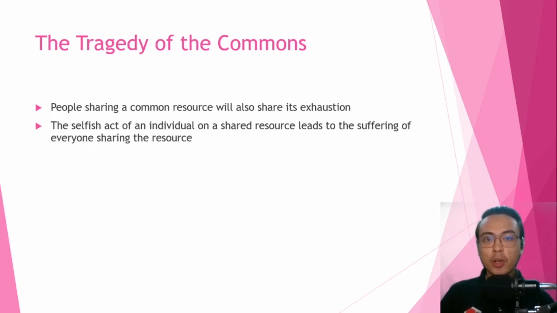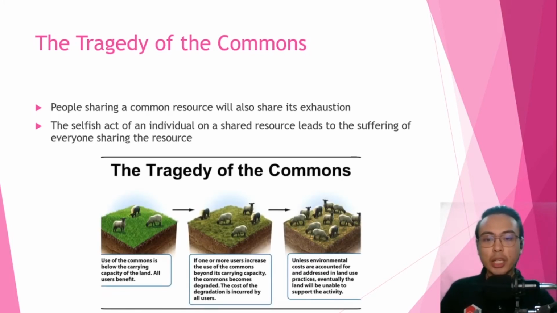They would all suffer because the action of the one greedy person is now exhausting all of the resources that is shared by the entire population. Another example is we can demonstrate it through a parcel of land that is being grazed by sheep.